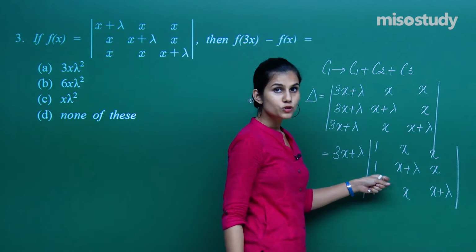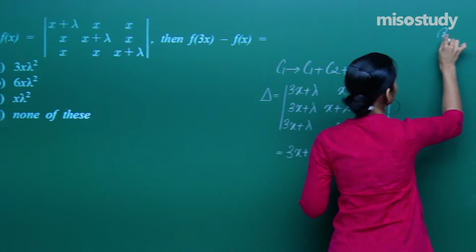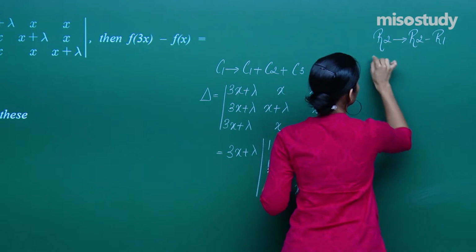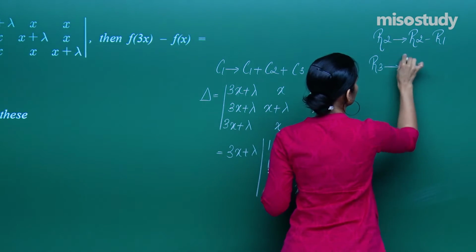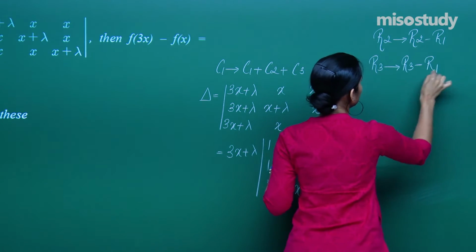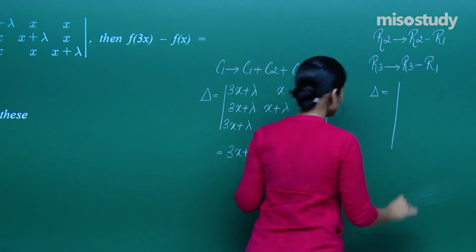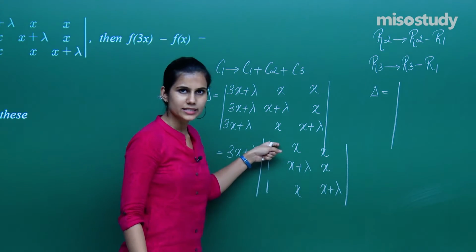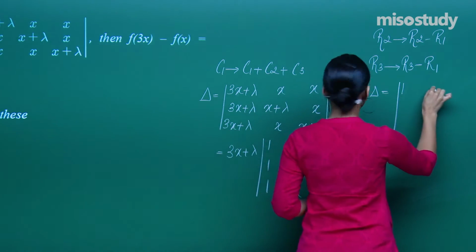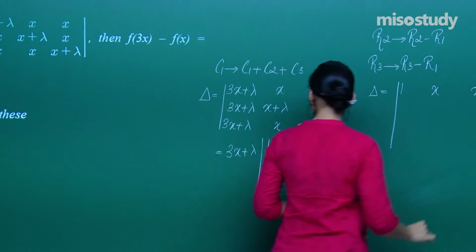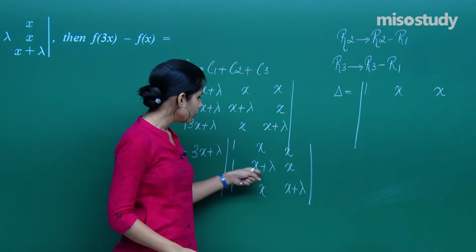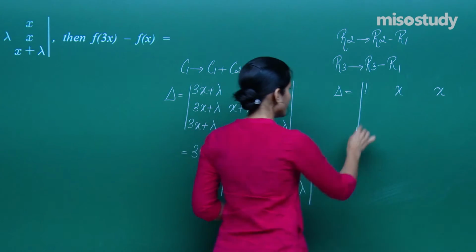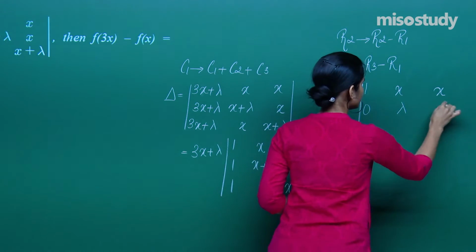Row 2 goes to row 2 minus row 1, and row 3 goes to row 3 minus row 1. That's an obvious operation because I want zeros here. 1 minus 1 is 0, 1 minus 1 is 0. So the first row stays 1, x, x. Then 1 minus 1 is 0, x plus lambda minus x is lambda, and x minus x is 0. So you have 0, lambda, 0.